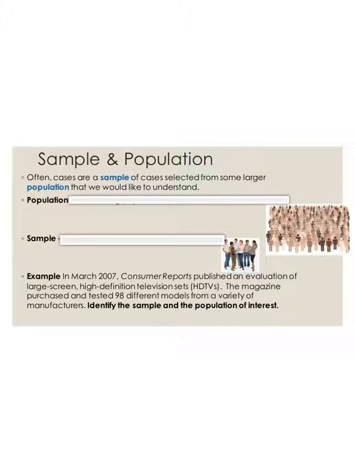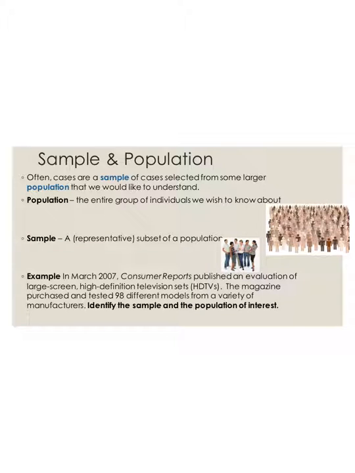Often cases are a sample of cases selected from some larger population that we would like to understand. The population is the entire group of individuals we wish to know about. So when we talk about population, it's more thinking of everyone. Whereas a sample is just a subset of that population. Subset. So it's like a small group from the population.